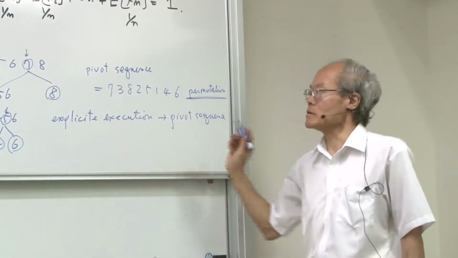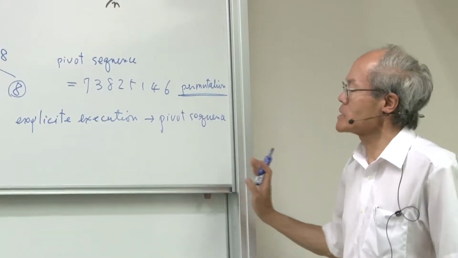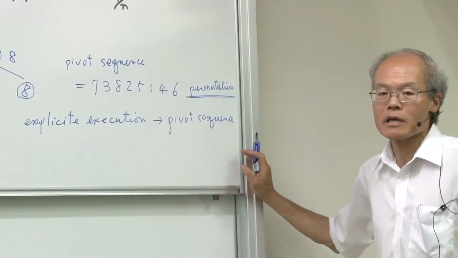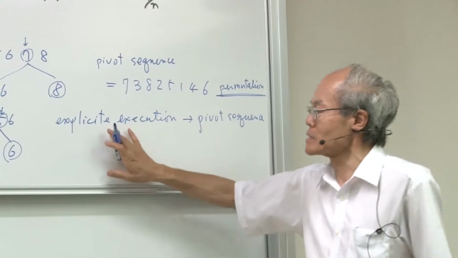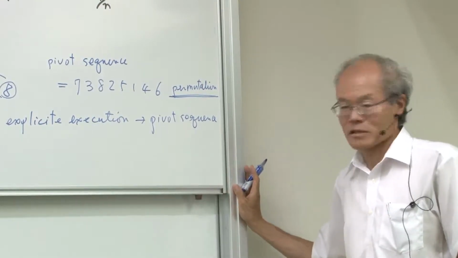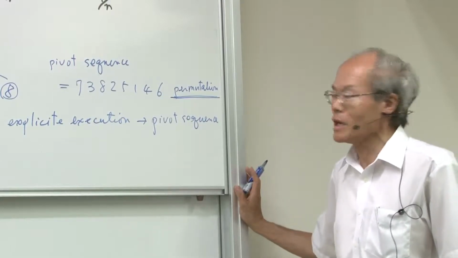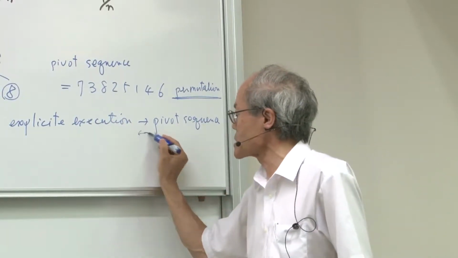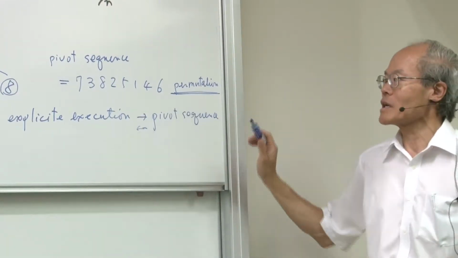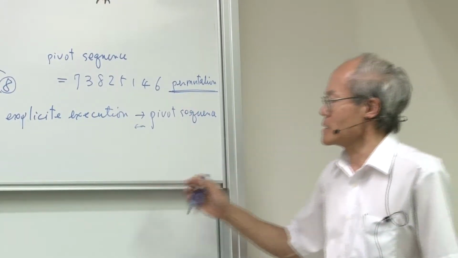Permutation of 1 through 8. Okay? And as I said, if we are given an explicit execution, then we can obtain an explicit pivot sequence. But the important thing is the other way around. It's the same. We are given a pivot sequence, then we can define an explicit execution sequence of the sorting. Why? Let's see.